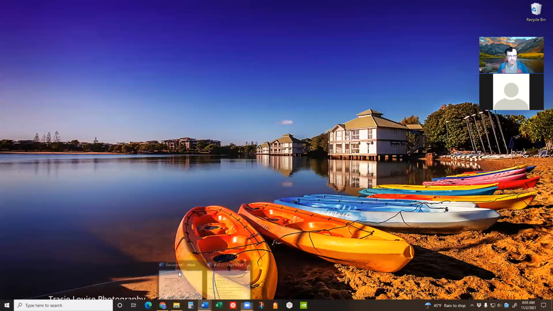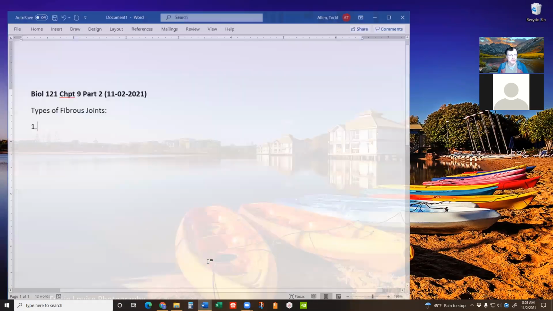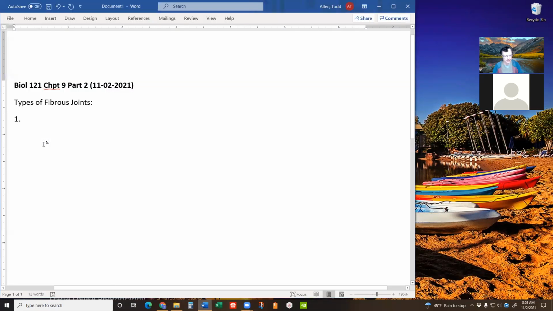I'm going to share my screen with you. You may recall from last time, we had started chapter 9 and we were talking about the various ways we could categorize joints. Basically, there are two primary ways we can talk about joints. We can talk about joints from a structural classification perspective, with the vocabulary being fibrous joints, cartilaginous joints, and synovial joints. We defined those last time for you.